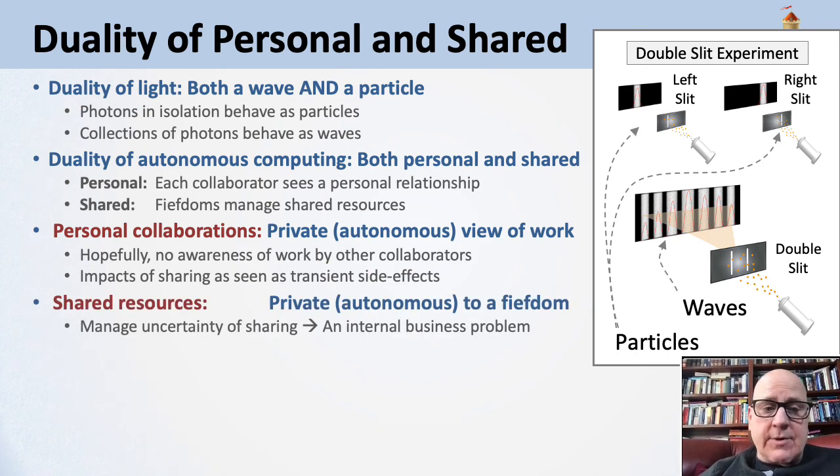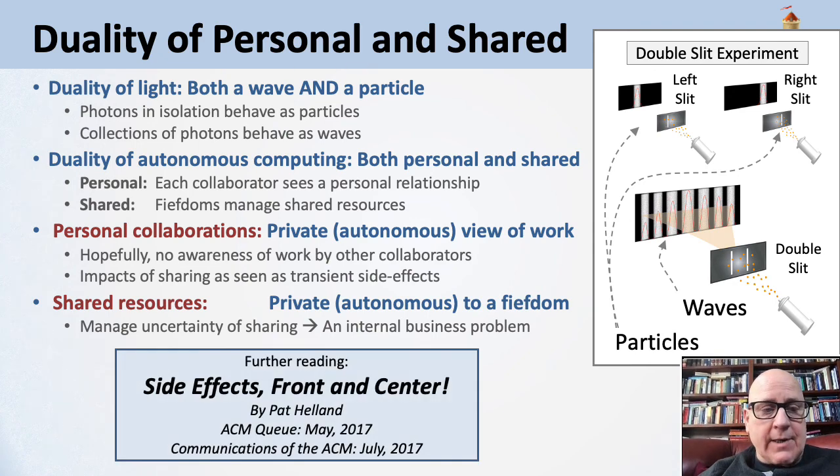Now, shared resources are private or autonomous to the fiefdom, and the fiefdom manages the uncertainty of sharing. That becomes an internal business problem. How will I manage these shared resources and keep my customers, my collaborators, happy? For further reading, I have a paper called Side Effects Front and Center in ACM Queue in 2017 and also Communications of the ACM in 2017.